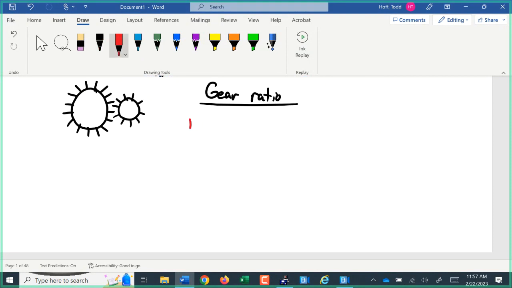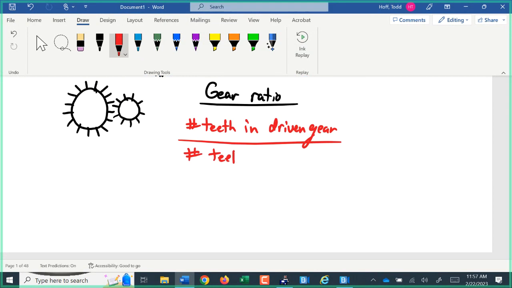So the gear ratio is the number of teeth in the driven gear divided by, or compared to, the number of teeth in the driving gear. So those two words, driven and driving, are the key words here.